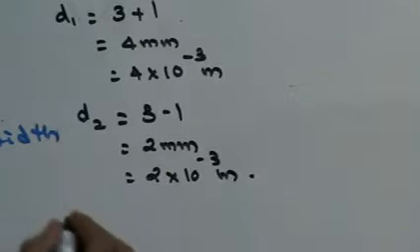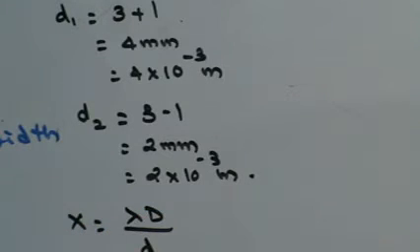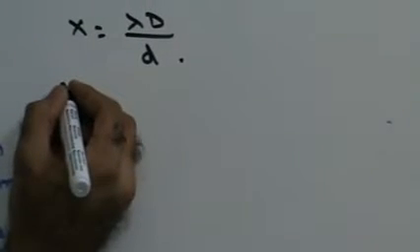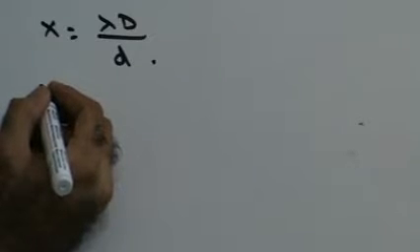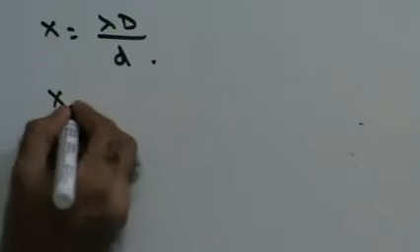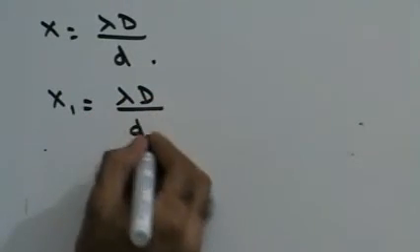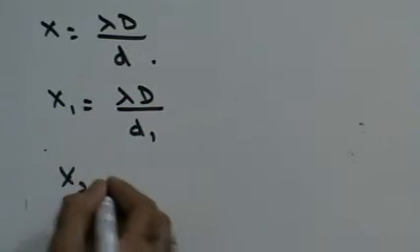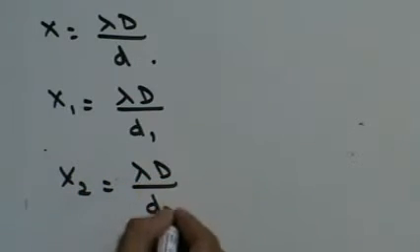First, let's get the original fringe width. Fringe width is nothing but lambda D by d. Right? I know lambda, D and d. Now, they have said that the distance between the slits increases by 1 millimeter. It was already 3 millimeters. If it increases by 1 millimeter, it becomes 4 millimeters. So my new fringe width is going to be lambda D by d1. Similarly, the next fringe width is going to be lambda D by d2.